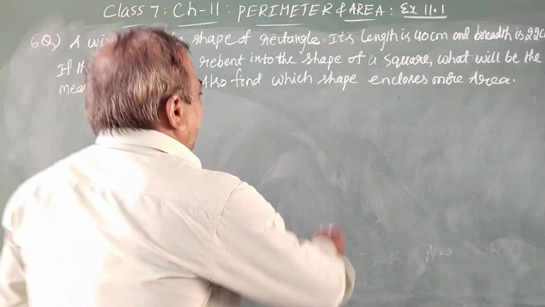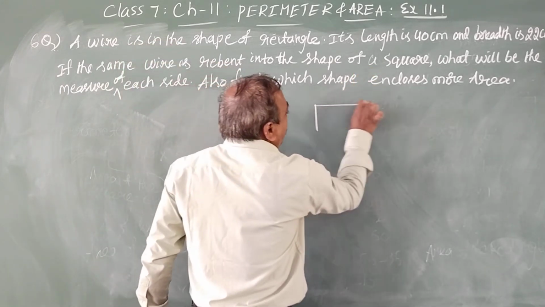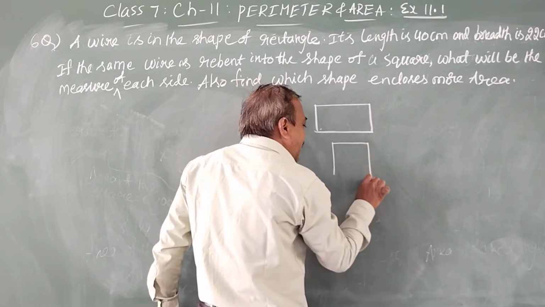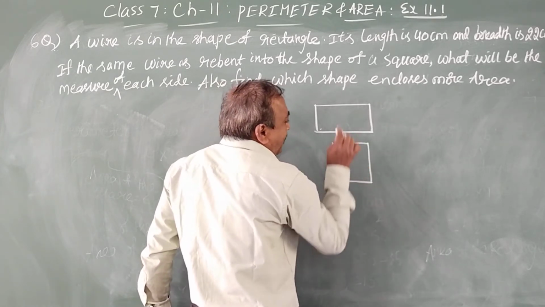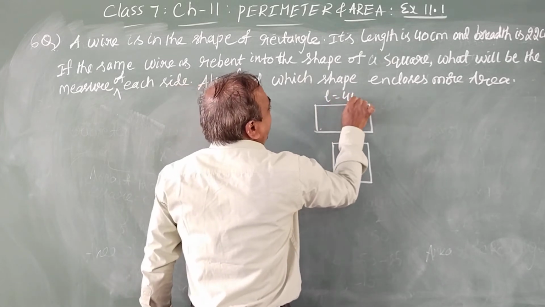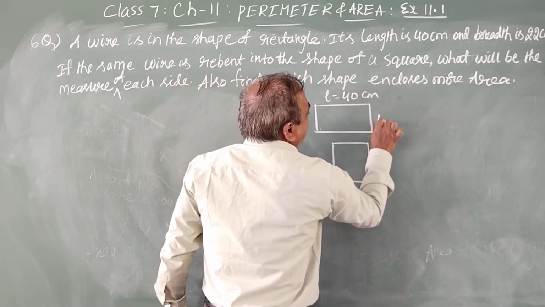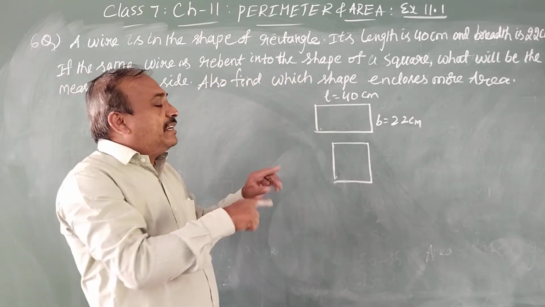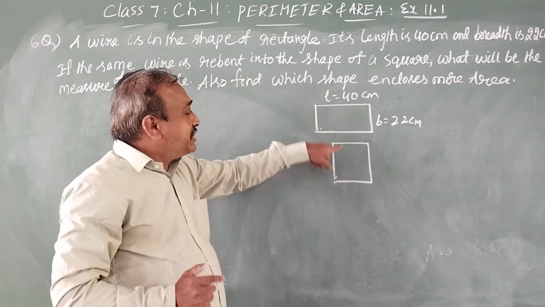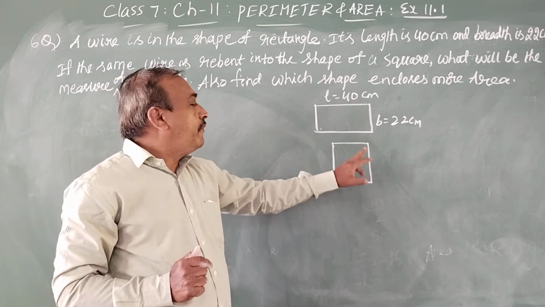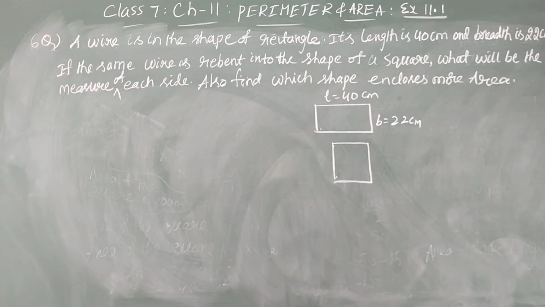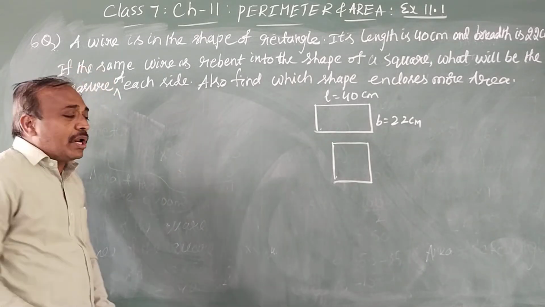Let us see now. So there is a rectangle like this that they rebend into the shape of a square. So here length is equal to 40 centimeter and breadth B is equal to 22 centimeter. This rectangular wire they rebend into the shape of a square. So what is the side of the square? Also, what is its area? Which one encloses more area?